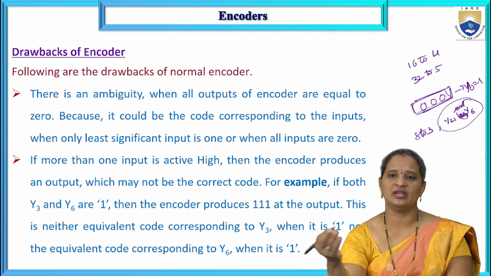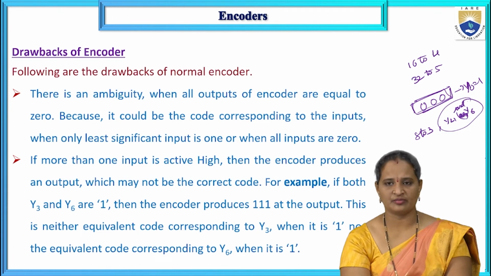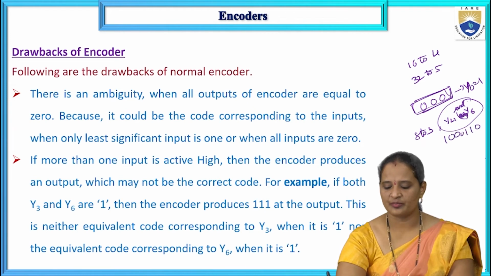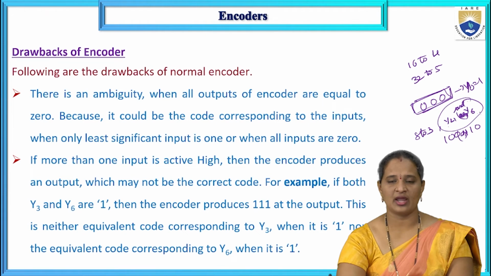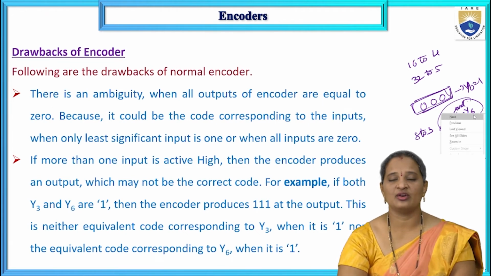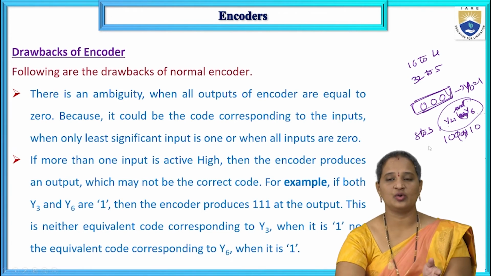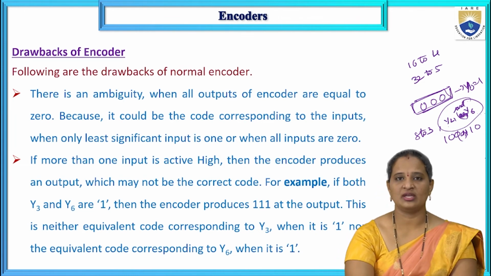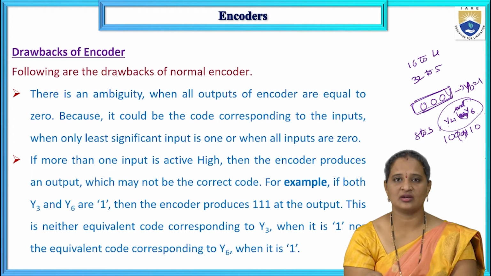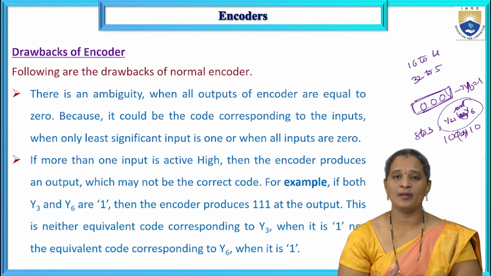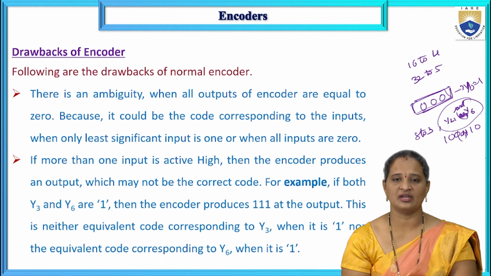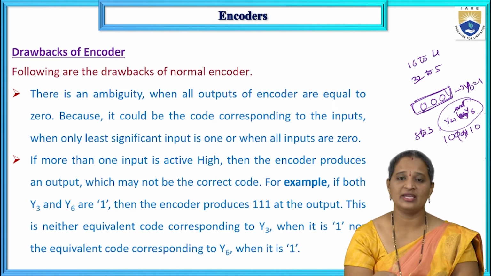Which input line should be encoded into binary? So the output may be either 100 or 110, because at a time both the input lines are activated. In such a case, the encoder will not be able to encode the given input lines into binary. So these ambiguities should be avoided. These are the major drawbacks that we can observe in an encoder. What are the two major drawbacks here? The all 0 output condition happens when all the inputs are 0 and also when the least significant input line is high.